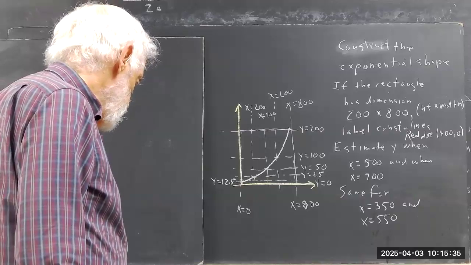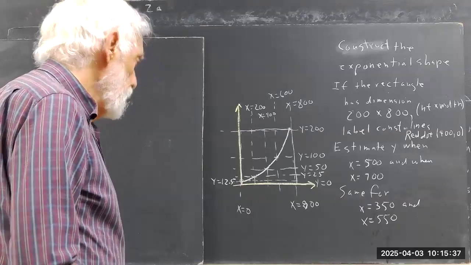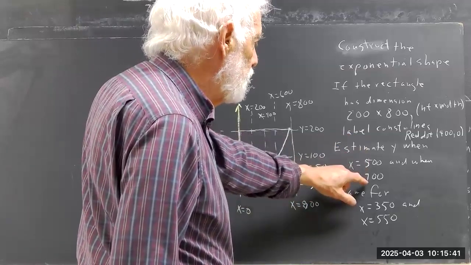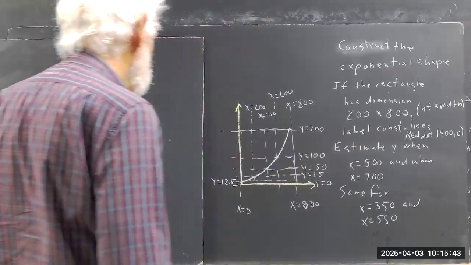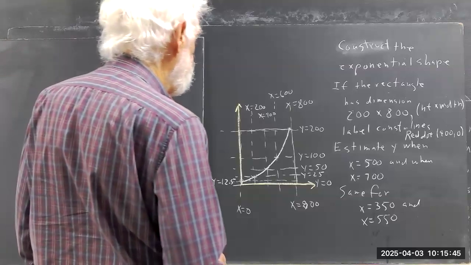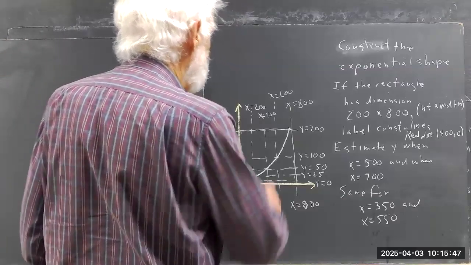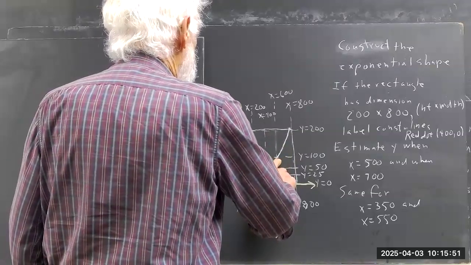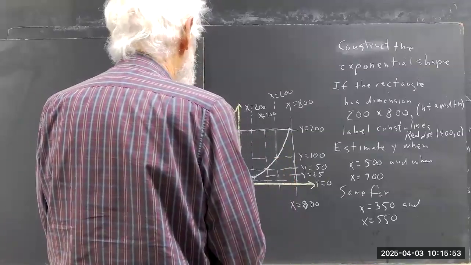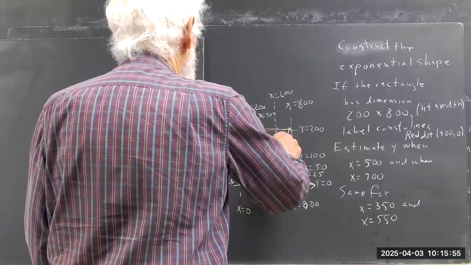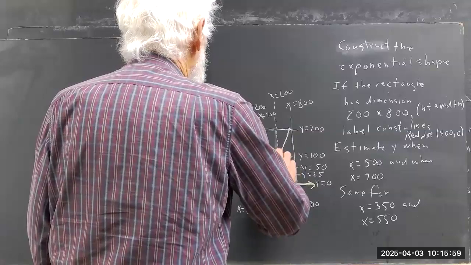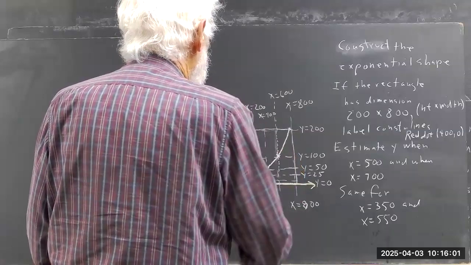Now, what I ask everybody to do is estimate y when x equals 500 and when x equals 700. Now this line is a little bit too far to the left, so I'm going to fudge a little bit. A little further to the right.